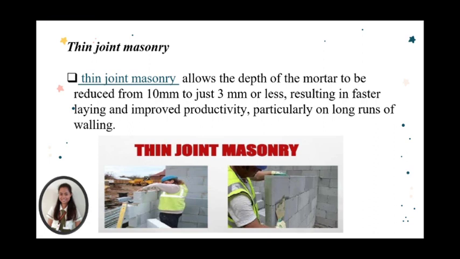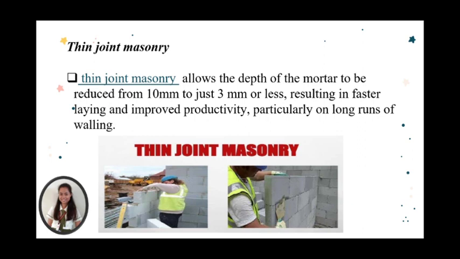The next method is the thin joint masonry. It is a fast, clean, and accurate system for construction using autoclaved aerated concrete blocks of close dimensional tolerance with 2 mm to 3 mm mortar joints.